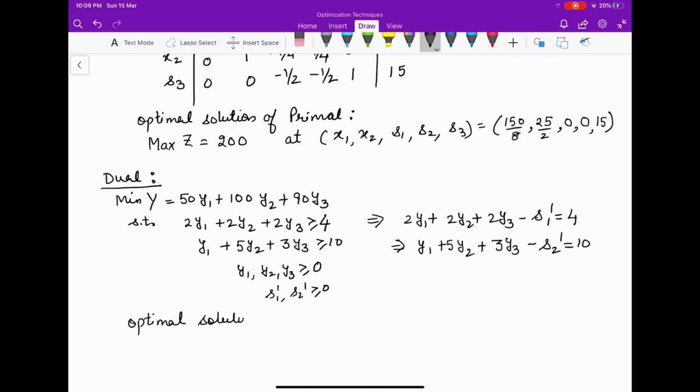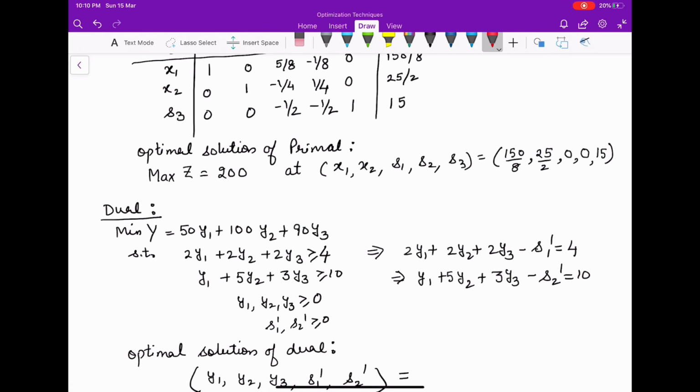Optimal solution of dual. So in the dual we have the variables y1, y2, y3, s1 dash and s2 dash. Now you see here, if the original variable appears in the basis, so which are appearing in the basis? x1, x2 and s3. These three are basic variables and these two are non-basic variables.